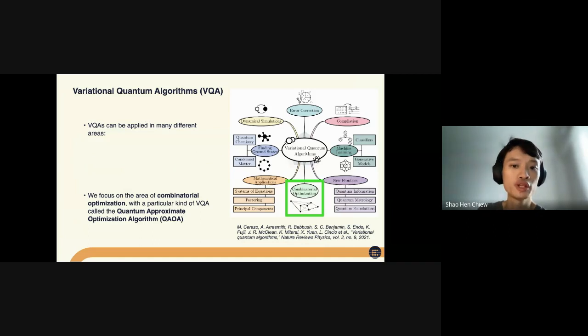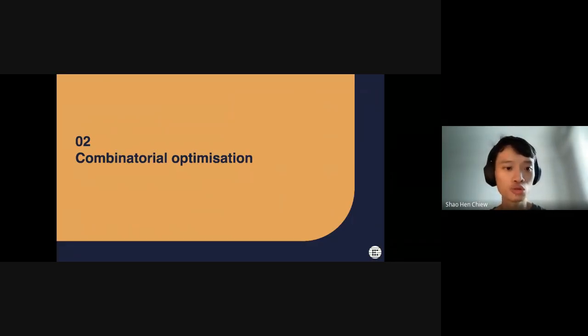So I've given a really general description of how VQAs work and their applications. So the next thing that I'll do is to give a brief introduction to what combinatorial optimization is, and that will build towards how we can use QAOA to solve these kinds of problems.